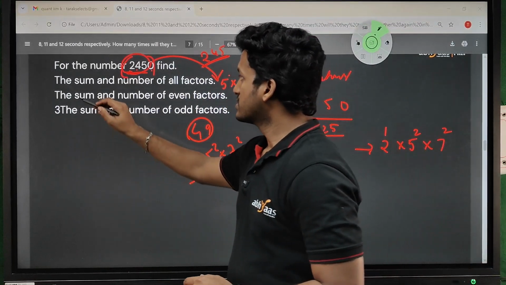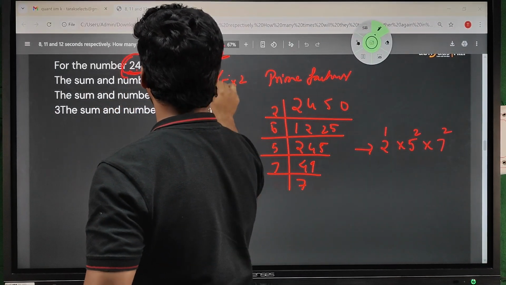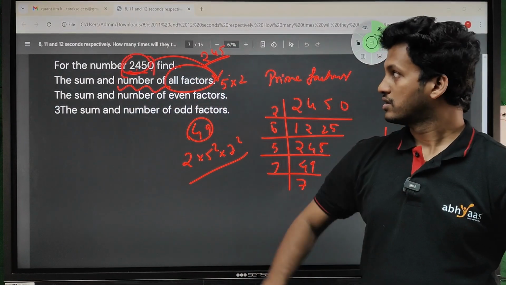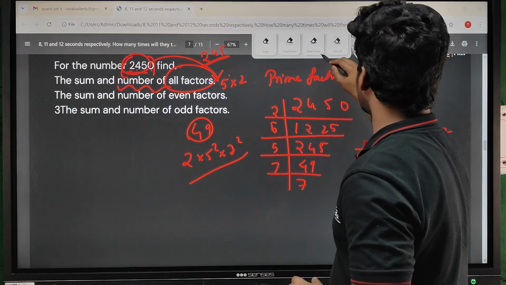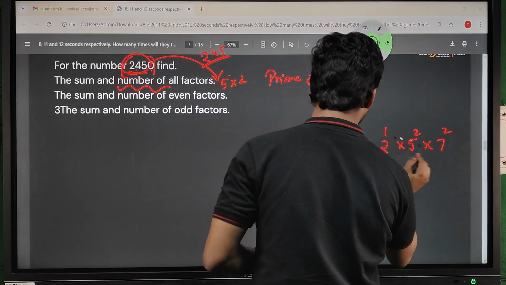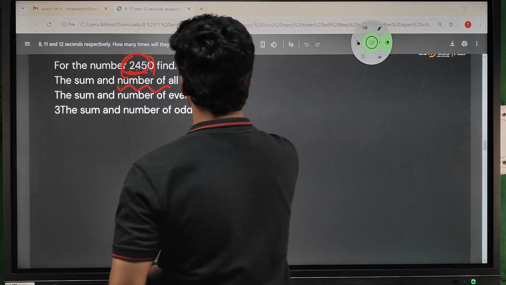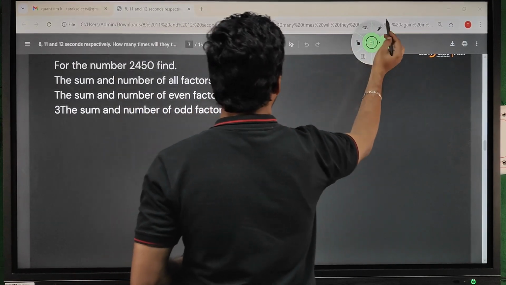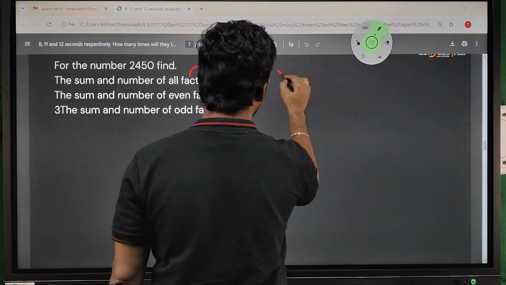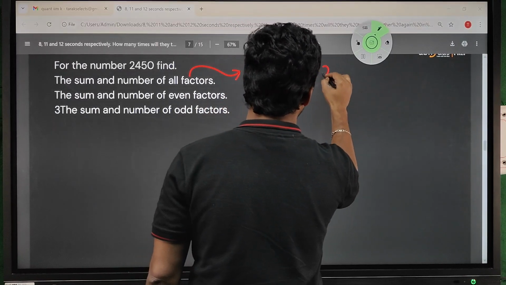Okay, now the sum and number of all factors. First of all, let's see the number of factors in a given number. Let me rub this one so that it will be clear to you all. So let me write this prime factorization again. It is 2 into 5 square into 7 square.